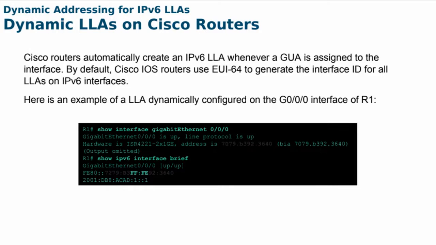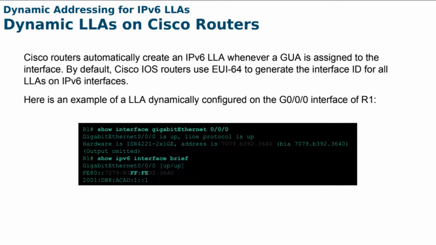Dynamic LLAs on Cisco routers. Also, the routers create automatically an IPv6 LLA whenever a GUA is assigned to the interface. And Cisco, by the way, also uses EUI64 to generate the interface ID. It's a common agreed process for all LLAs on IPv6 interfaces. Otherwise, it will be very hard and complicated. That's why they try to automate it, dynamically assign it.